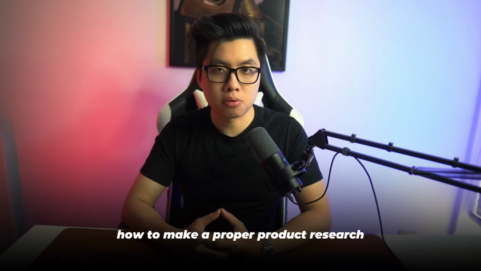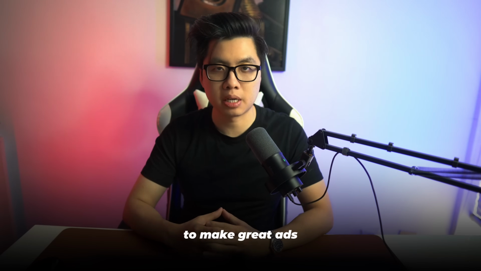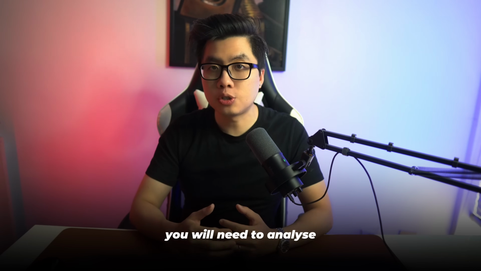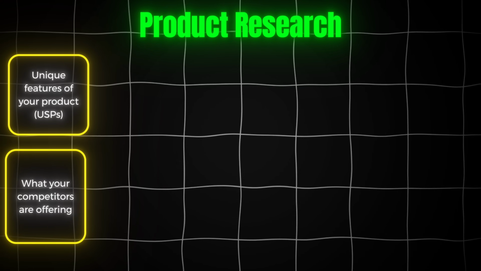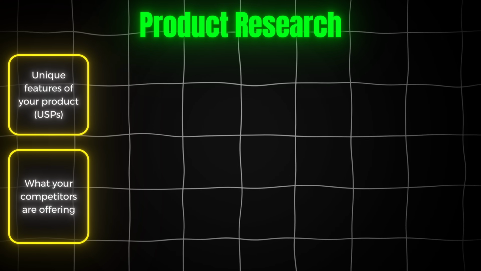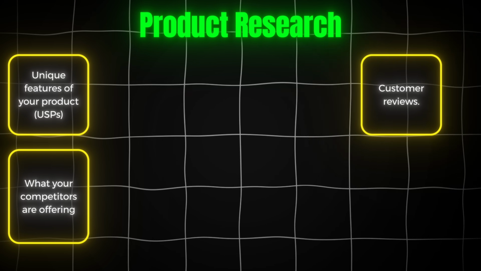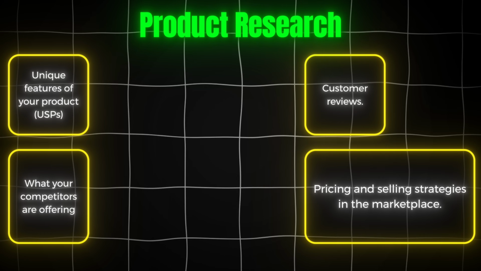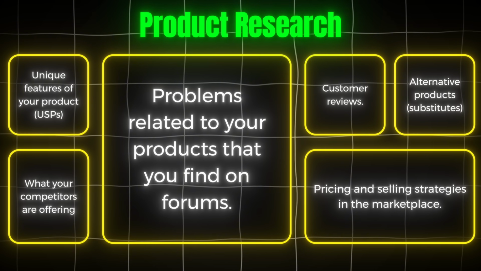How to do proper product research before making ads. You need to know everything around your product to make great ads. To do it, you will need to analyze the product USP, standing for unique selling proposition, competitor offers on the market, including product bundles, return or loyalty programs, customer reviews, marketplace pricing and selling strategies, substitutes for the product, and problems that you can find on the forums related to the product.